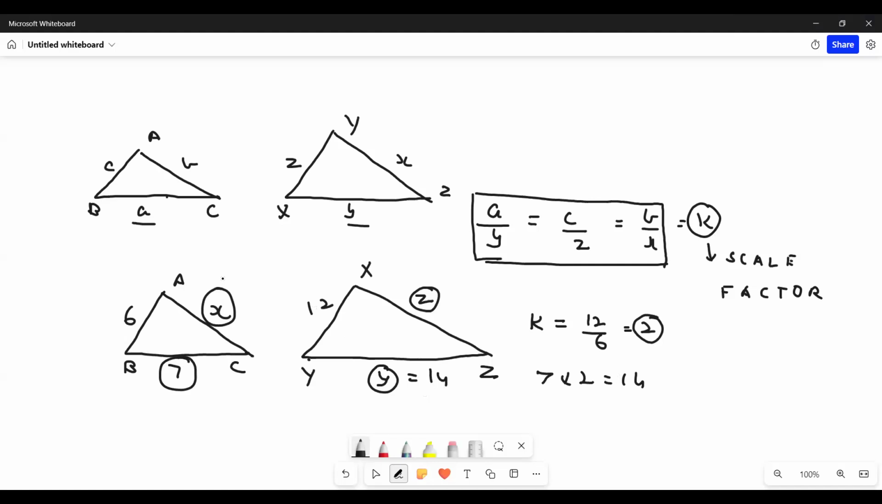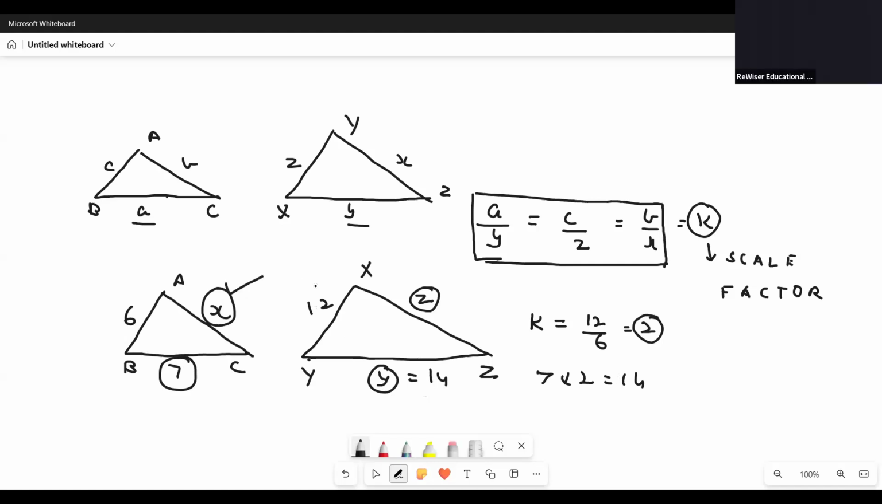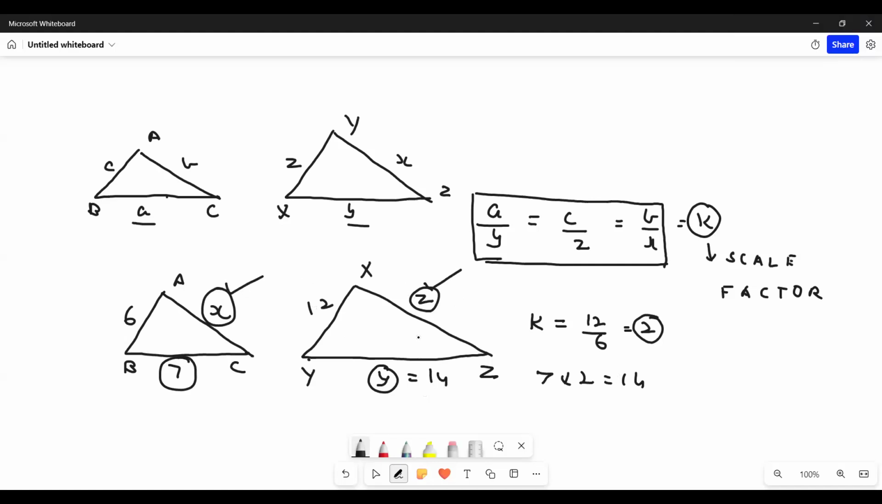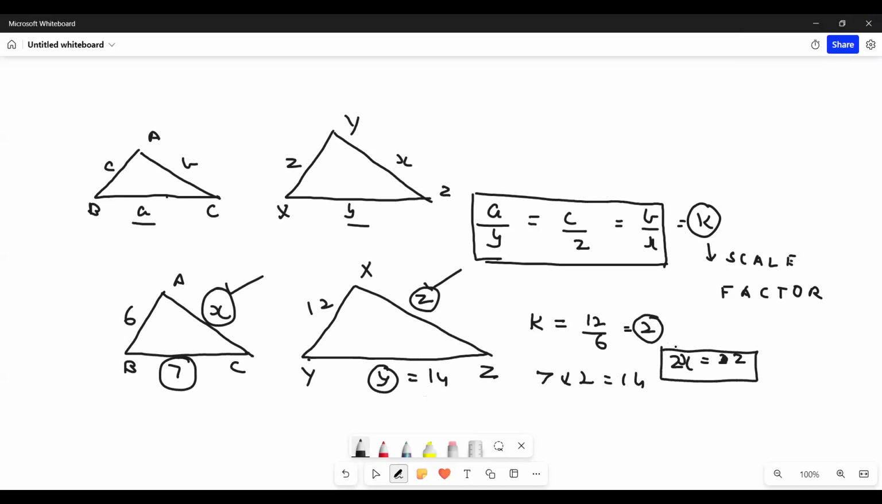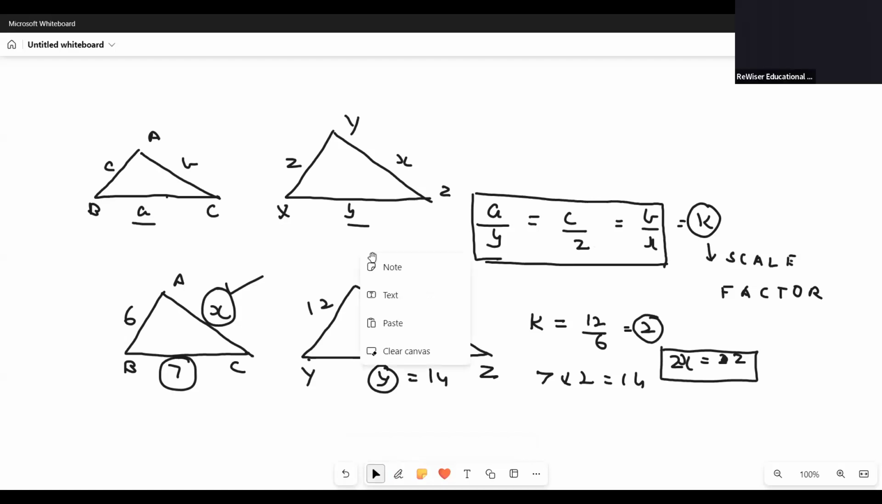Now, can we have any particular solution for x and z? The only relation that we can have is 2x equals z, right? So it can take any values. Understood? Yes. So moving ahead, we'll go on to a couple of questions based on this.